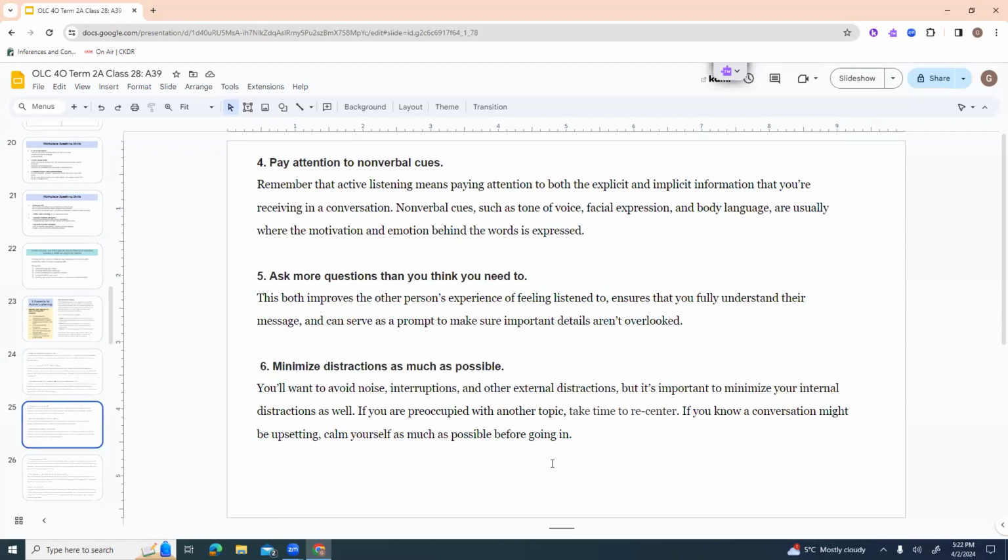Okay. Number 4, pay attention to nonverbal cues. Remember that active listening means paying attention to both the explicit and implicit information that you're receiving in a conversation. Nonverbal cues, such as a tone of voice, facial expression, and body language, are usually where the motivation and emotion behind the words is expressed.